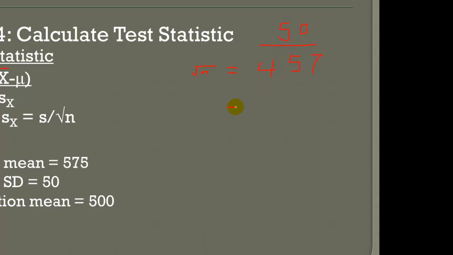Just to speed things up, I've already calculated that. That gives us a standard error of 10.93. So now we have our denominator. Let's look at our top values: x bar minus mu. That would be 575 minus 500, which is pretty easy. It should just give us 75. So we get an equation of 75 divided by 10.93.